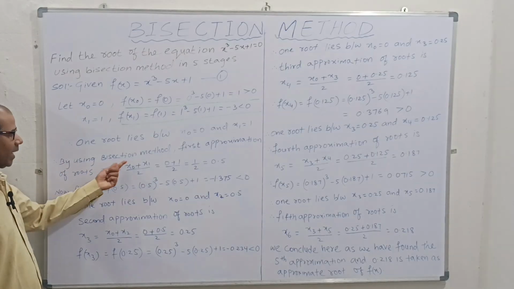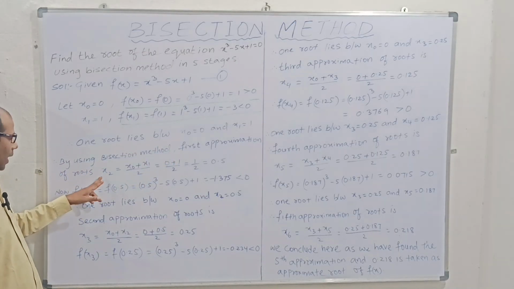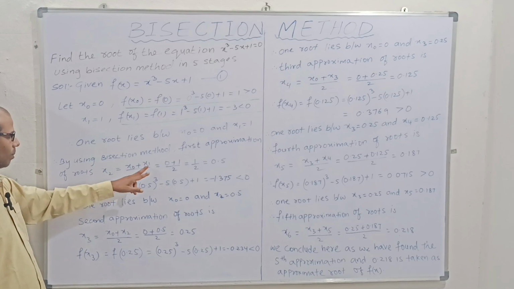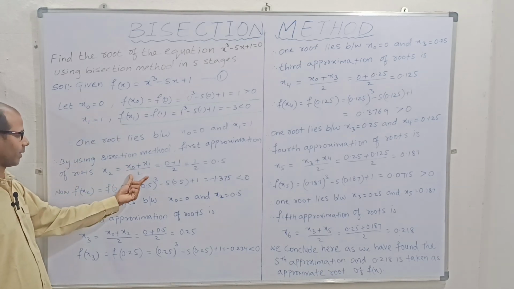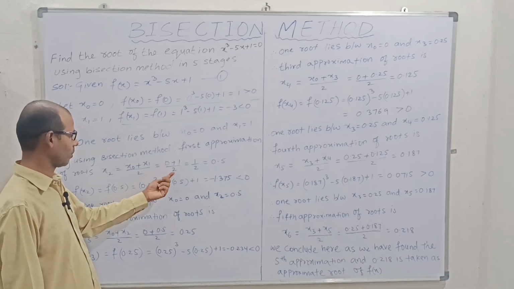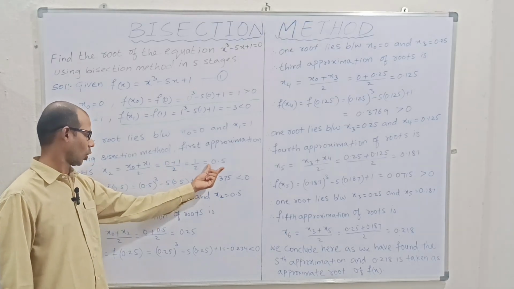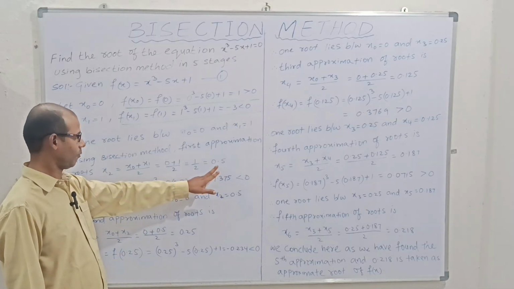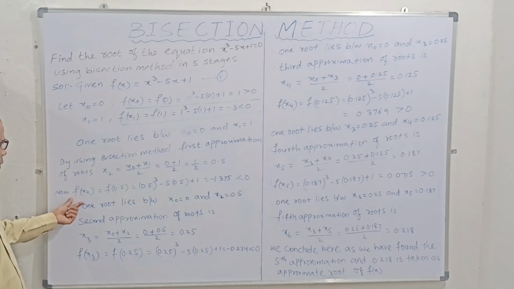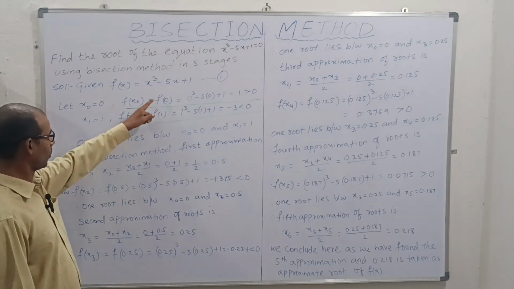Now by using the bisection method, the first approximation of the root is x2 equals x naught plus x1 by 2, that is the average of x naught and x1. So that is 0 plus 1 by 2 equals 1 by 2, that is 0.5. Now we will find the value of the function at 0.5. So f of x2 equals f of 0.5 equals, put 0.5 here.